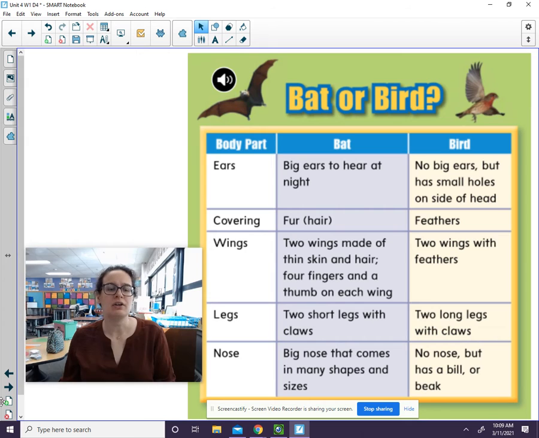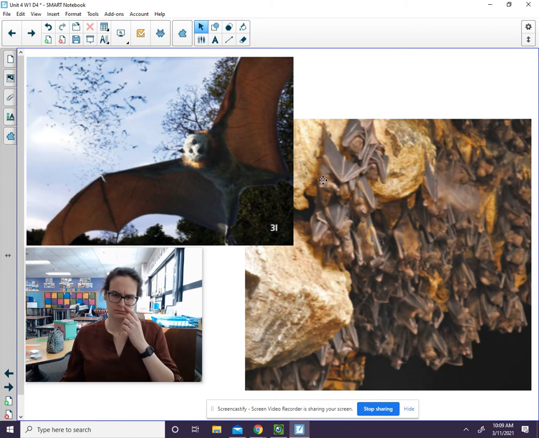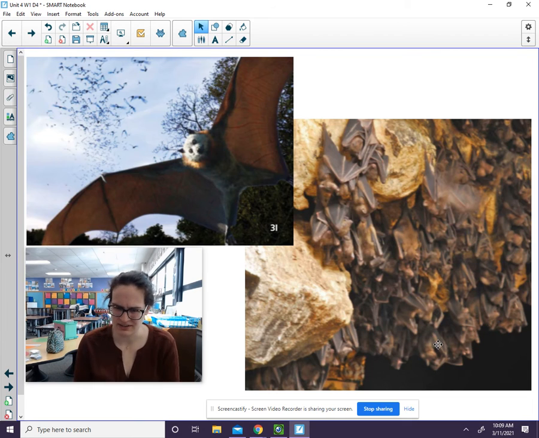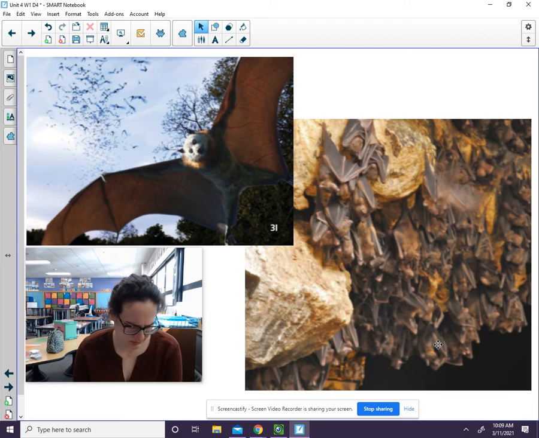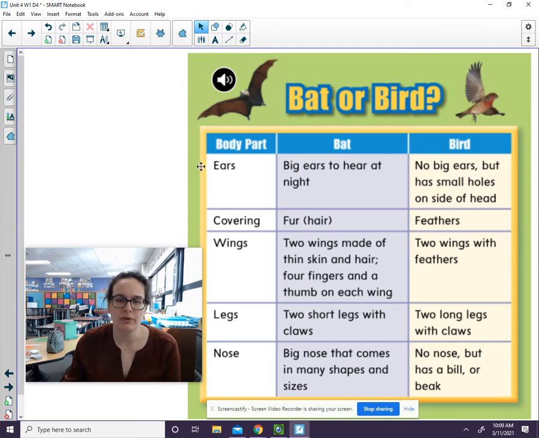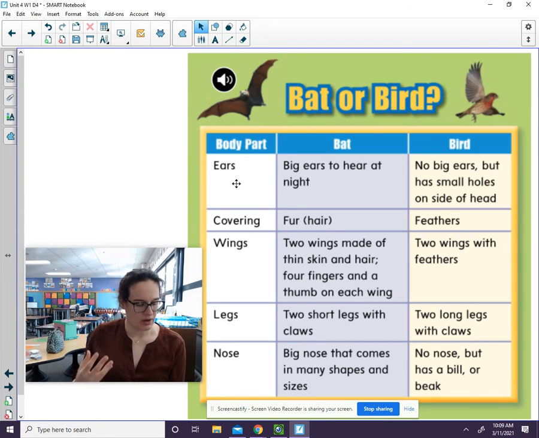Let's take a look at another picture over here. When I see this picture, it looks like those bats are hanging upside down. They look really different from birds. And I wonder what their bodies are covered with, because it looks different. So let's go ahead and we're going to go back to our chart. And we're going to look at the covering. So again, covering meaning what they have on their bodies.